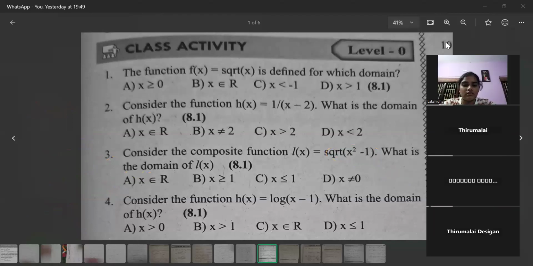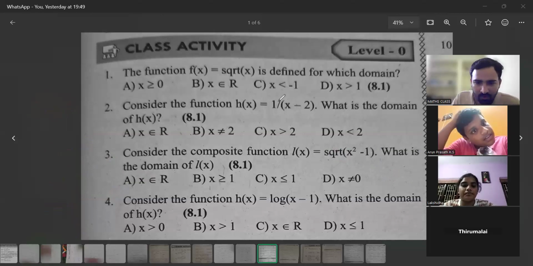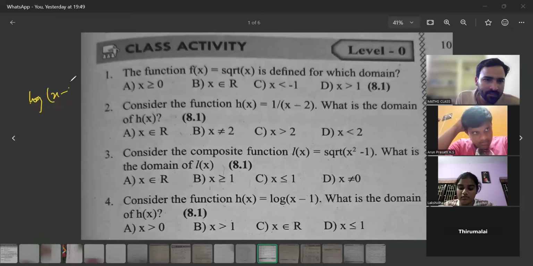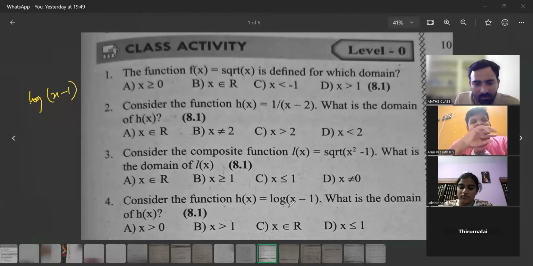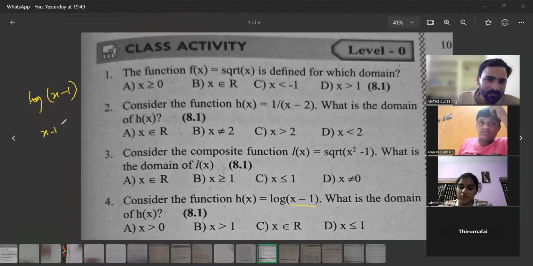Question number 4. Log of x minus 1. Here it is written log, base is not given. This is a question from the chapter relations and functions, that means from calculus, so we can consider the base as e. No need to consider the base; only the argument matters. So x minus 1 should be greater than 0, so x should be greater than 1.